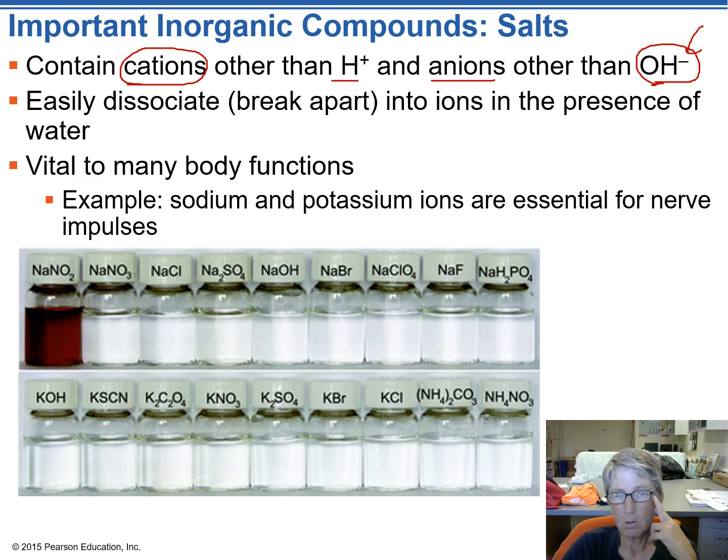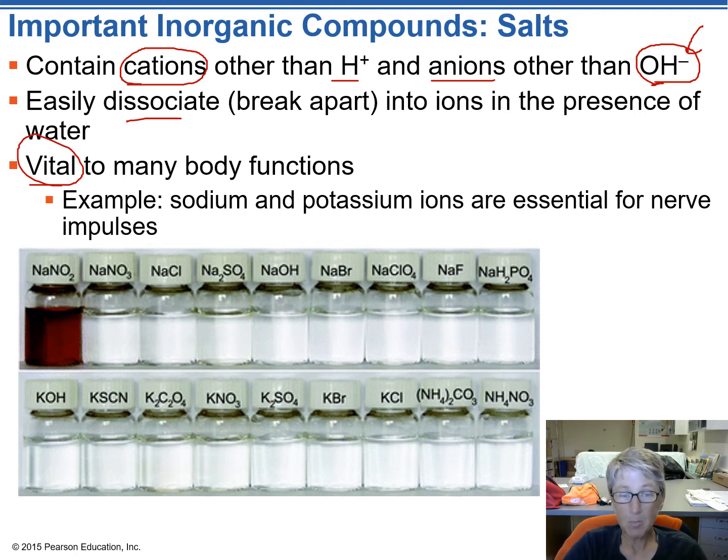Salts will easily dissociate into ions in the presence of water. Examples: sodium chloride, table salt. Salts are vital. That means life-giving to many of our body functions. So for example, sodium and potassium ions are essential for nerve impulses. And we'll learn all about that when we do action potentials.